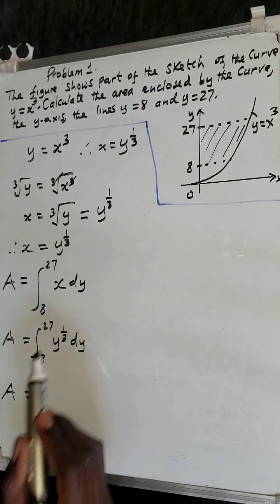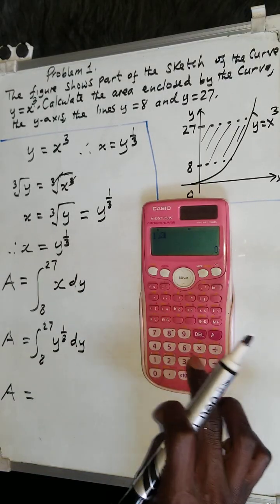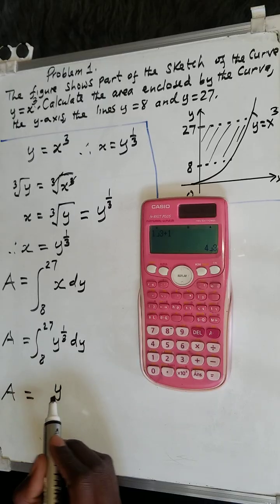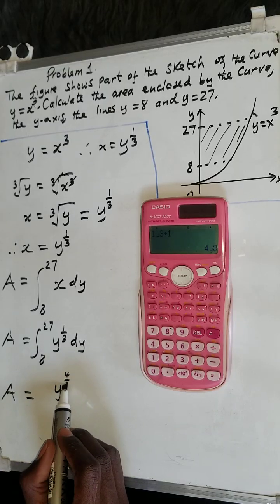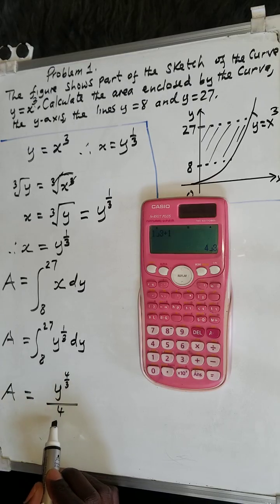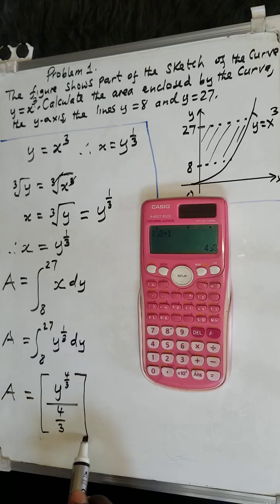So remember, when you integrate, you simply add plus 1. So it's like 1/3 plus 1, it will give you 4/3. So therefore, it will be y raised to 4/3 divided by the new power, which is 4/3. So this is what you are going to have, and you can put up your limits 27 and 8.